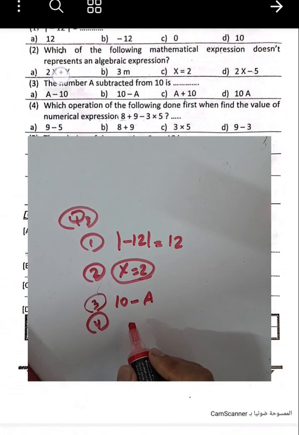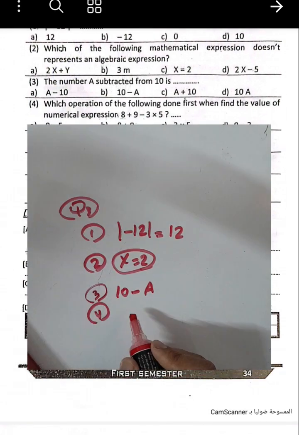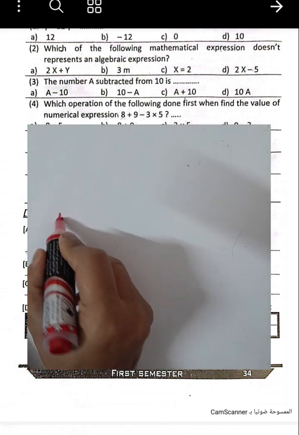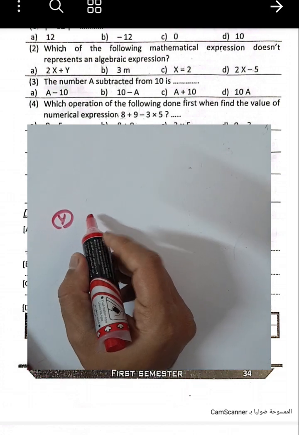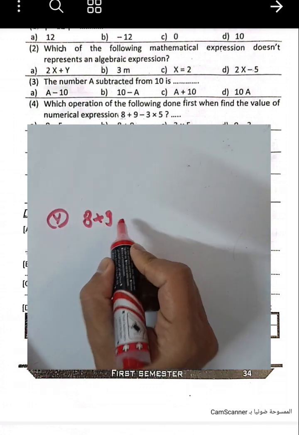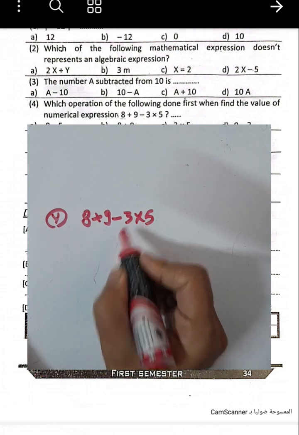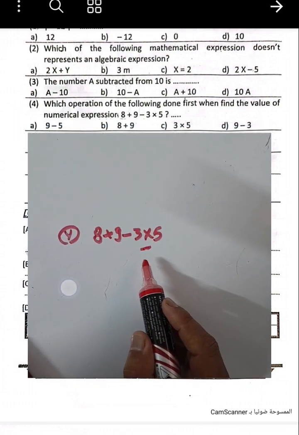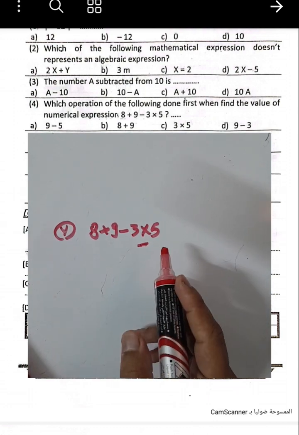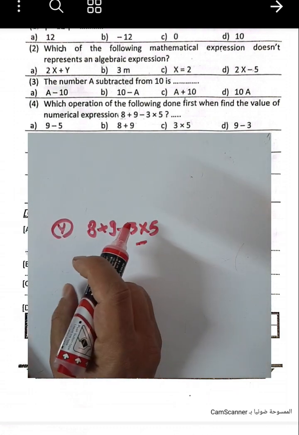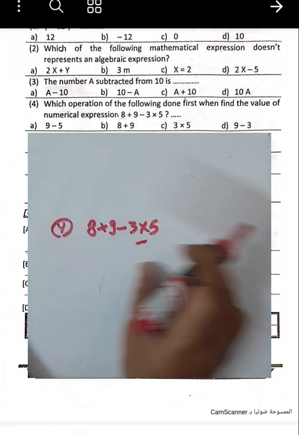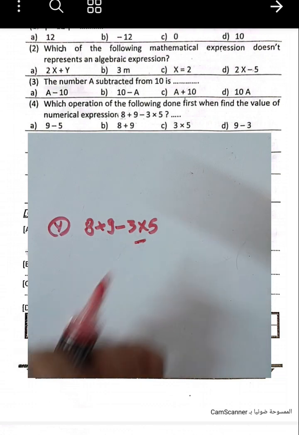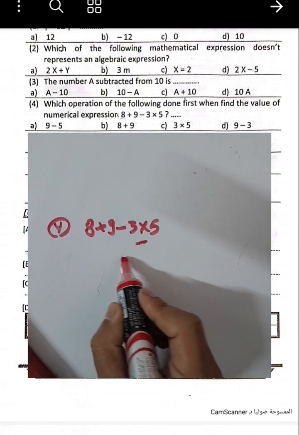Which operation of the following is done first when finding the value of a numerical expression? We have this expression: 9 plus 3 times 5. The first operation here will be multiplication, because of the order of operations. We know parentheses first, exponents next, multiplication and division in the same step, addition and subtraction from left to right, first come first served. So in this example we must do multiplication first. So choose letter C, 3 times 5.